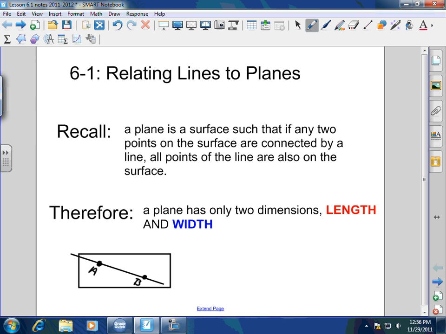Now, planes are infinite in theory. This rectangle here that we have, it's infinite. It goes on forever in both of the dimensions, length and width. But a plane, think of it as a flat surface, like a ceiling, like a floor, like a wall, like a table. A piece of paper, that's a plane. Does that make sense so far? All right.